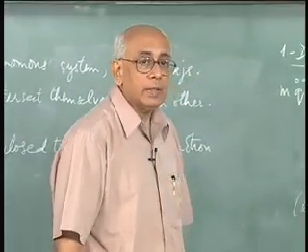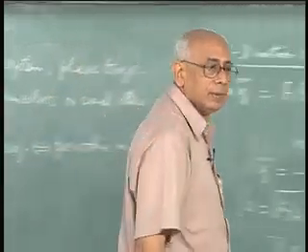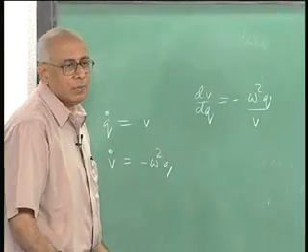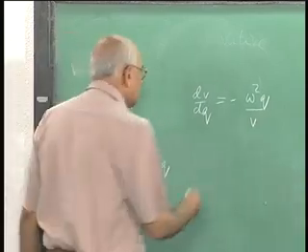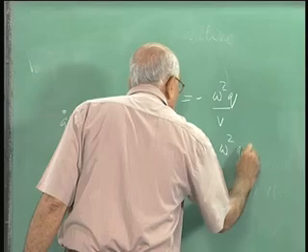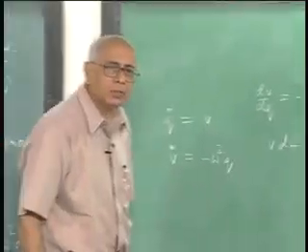I need to integrate this, the slope of the phase trajectory at any point. What should I do to integrate this? Well, the variables are separable, as you can see, it is very simple. So it says V dV plus omega squared q dq equal to 0, and if I integrate this, what happens?